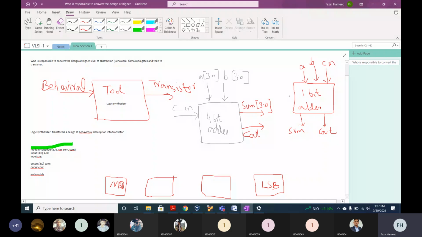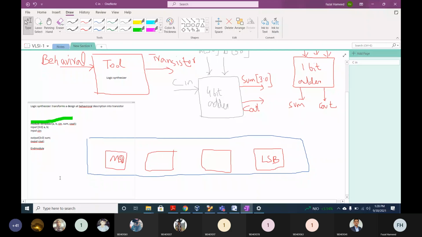Now we need to connect. If you look at the high level of a 1-bit adder, we can do this. So this is the high level block diagram of 1-bit adders forming a 4-bit adder. Now this is a 4-bit adder. If you look at it, we have an LSB side and an MSB side. What will be the input to the LSB side?